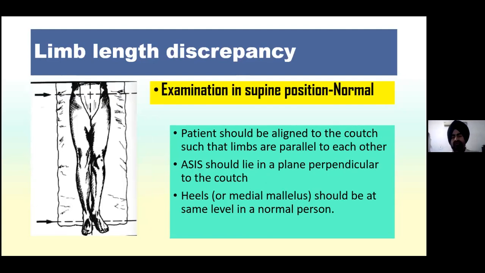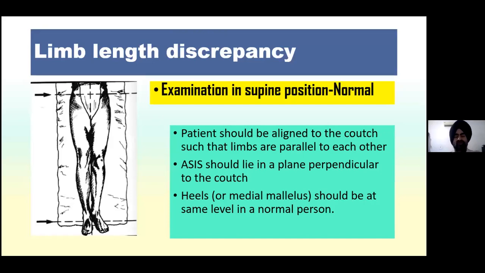In the supine position, so all examinations of the hip should be done in the supine position by making the patient lie down. The patient should be aligned to the couch such that the limbs are parallel to each other, and the anterior superior iliac spine should lie in a plane perpendicular to the couch. So these are the main prerequisites for assessing the shortening. The heels on the medial malleolus will not be at the same level in case there is a shortening. So a difference in the level of the heel will point us towards the shortening of the limb.